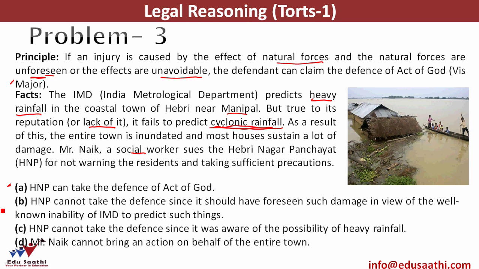Let's take the other options also. HNP cannot take the defense since it should have foreseen such damage in view of the well-known ability of IMD to predict such things. HNP is incapable because they do not have the infrastructure and capability to predict things, so they cannot predict beforehand that there will be cyclonic rainfall without taking into consideration that there was a prediction of heavy rainfall only. So they must have taken the reasonable care for heavy rainfall, not cyclonic rainfall. So this cannot be an option.